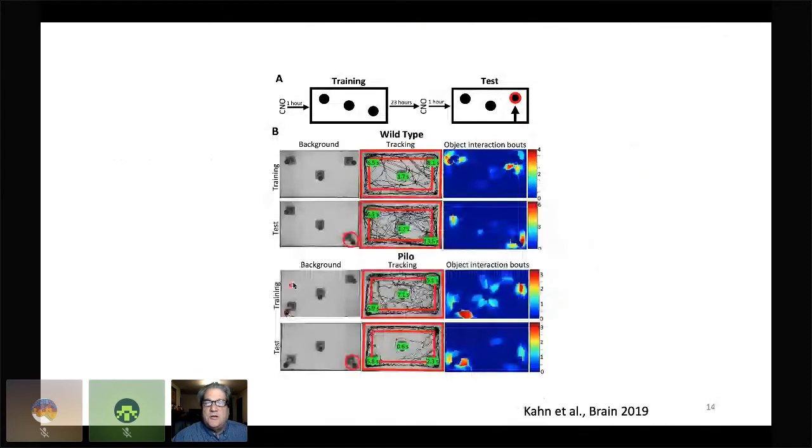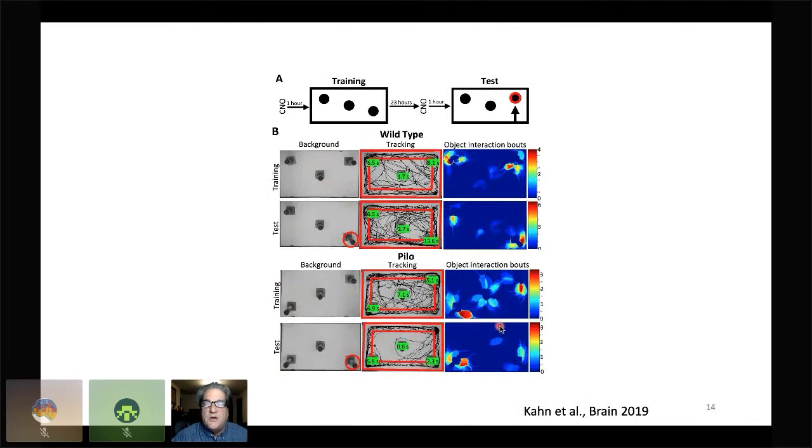And just in the interest of time, I won't focus on this, but here in a control mouse, here are the three objects. One of them gets displaced in the test, and this is the time the animals spend attending to the object. And you'll see that the displaced object got much more attention than it did before it was displaced. And that's shown in the false color here. In contrast, in the epileptic mouse, here's the background, and then this is the displaced object. The mouse does not pay any more attention to the displaced object than to the other objects.